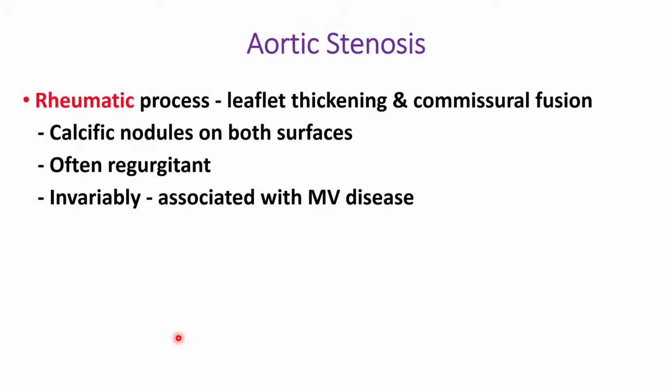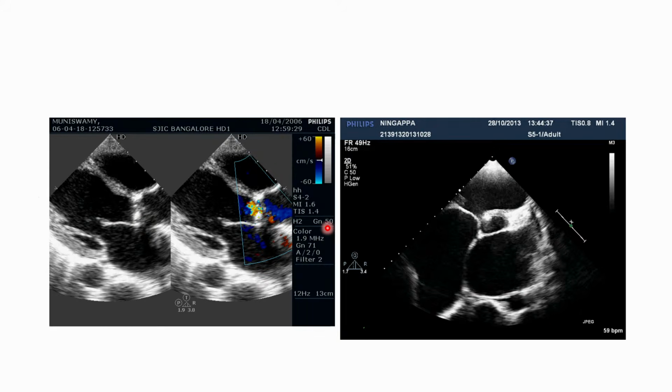In the rheumatic process, what happens? There will be leaflet thickening, commissural fusion, and calcific nodules on both surfaces, often associated with regurgitation or stenosis. Invariably, there will be associated mitral valve disease.